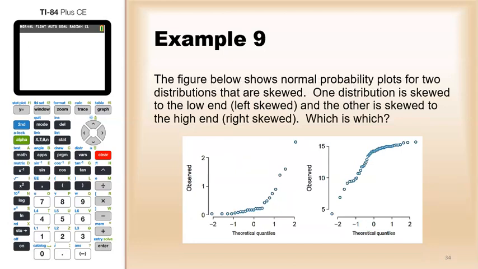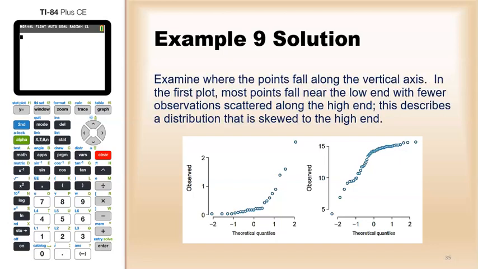The figure here shows normal probability plots for two distributions that are skewed. One distribution is skewed to the low end, so one is left skewed, the other is right skewed. Now the question is, which one is which? Well, examine where the points fall along the vertical axis. In the first plot, most points fall near the low end with fewer observations scattered along the high end. So this should be something you would expect to see for a right skewed graph.